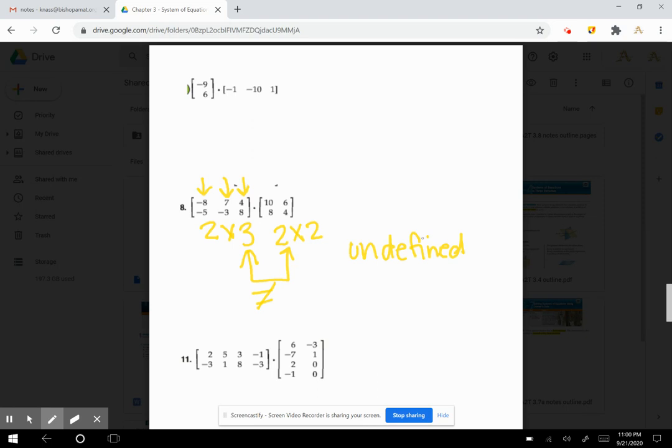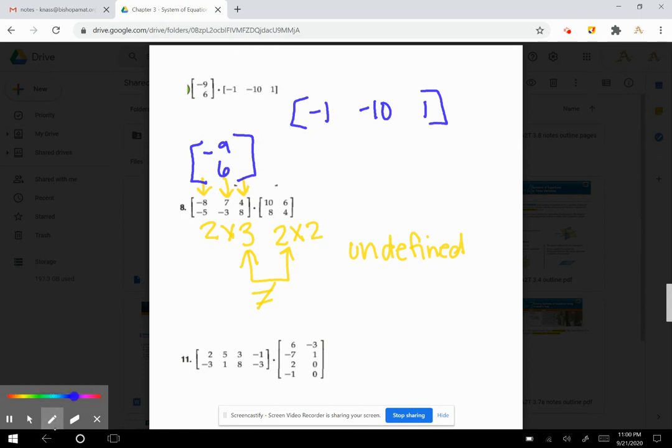Okay. All right, let's go to the one above this, because I've always liked this one. I find that my students don't usually like this problem, so I'll do it for you guys now. -1, -10, and 1. Okay, here we go. Let's draw those dotted lines. So I have a dotted line between the -9 and 6, and then I actually have 2 dotted lines between the -1 and -10, and then the -10 and 1.